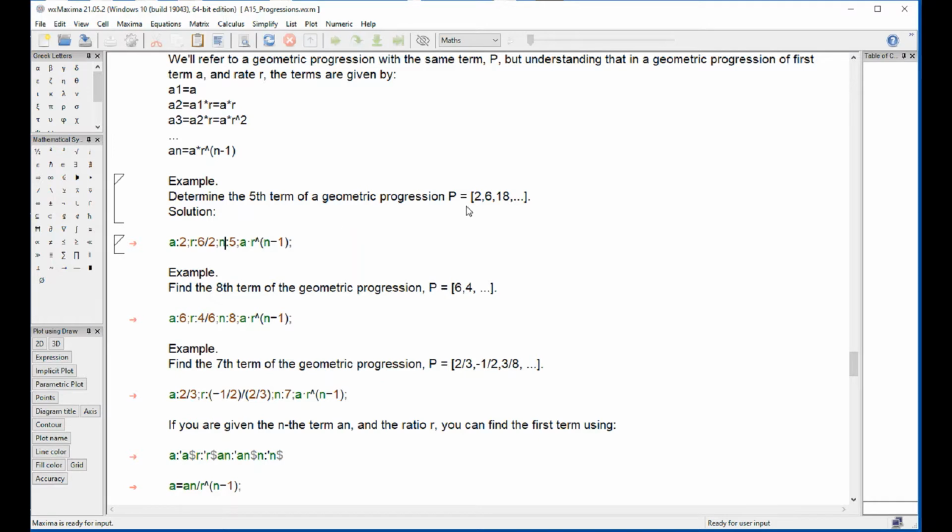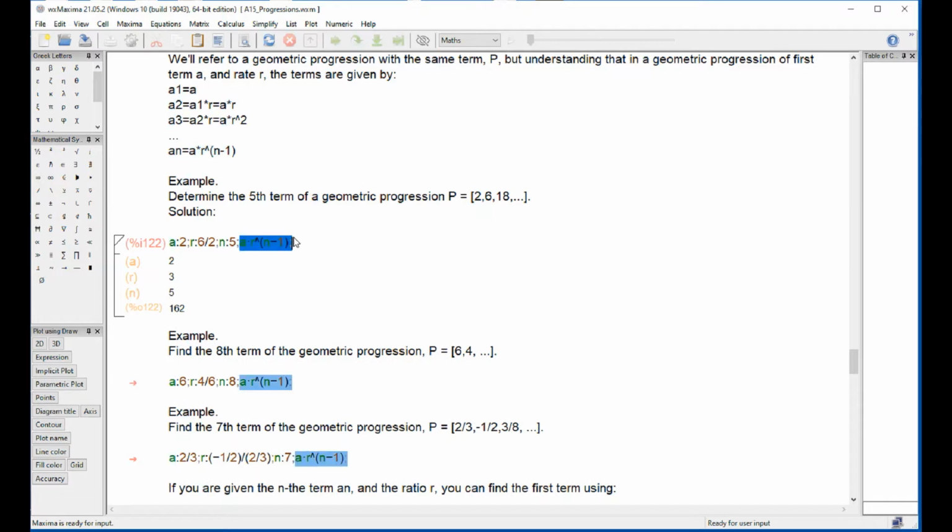For example, if I give you this geometric progression, you have to divide to find the ratio. Now, 6 over 2, and I'm trying to find the fifth term, and the general equation is a times r to the n minus 1, so the fifth term is 162.